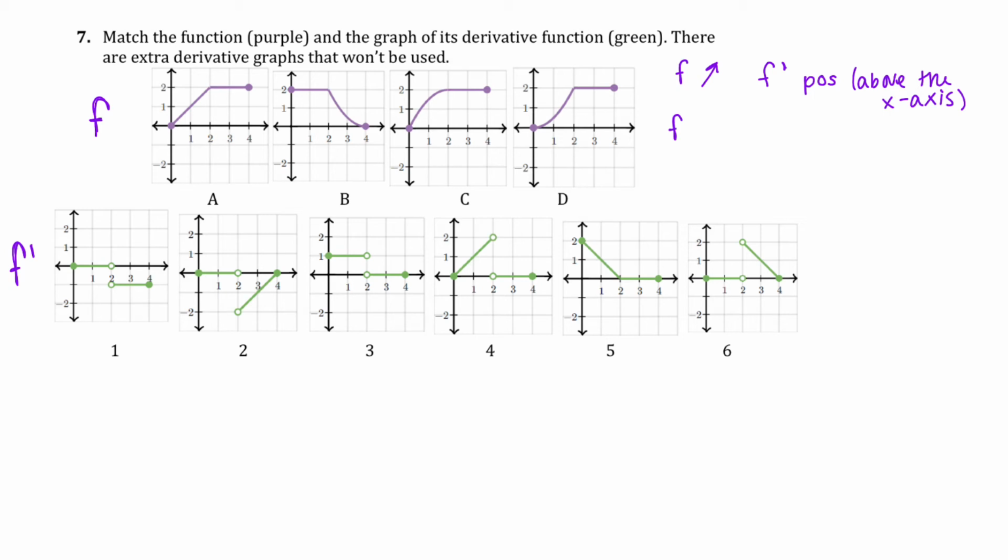If f is constant, so it's just making a flat line, that means f prime is equal to 0. That's on the x-axis. And if f is decreasing, that means f prime is negative, which is being below the x-axis.